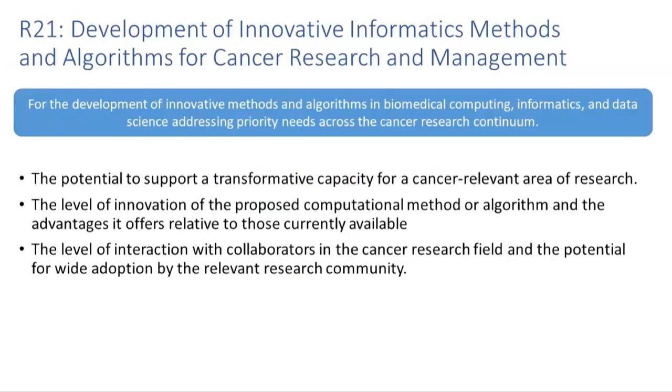As a reminder, R21s are intended to support high-risk, high-reward research with little or no preliminary data. So in the research strategy, we ask applicants to describe the potential of their work to support a transformative capacity for a cancer-relevant area of research. They should also describe the level of innovation of the proposed computational method or algorithm and the advantages it offers relative to those currently available. So here it's very important to put the work in context of the current state of the field.